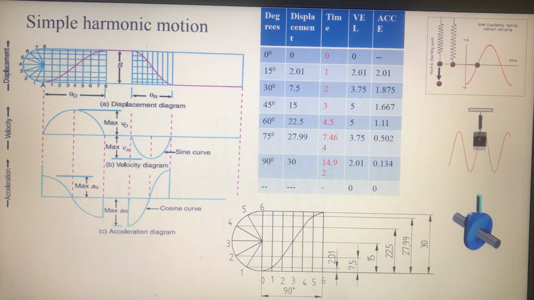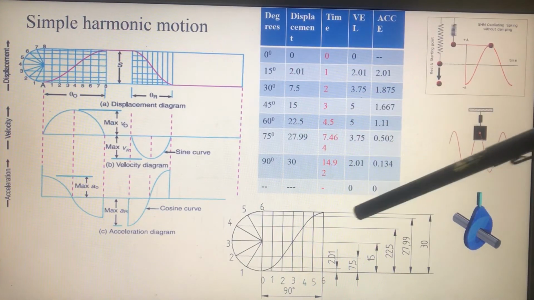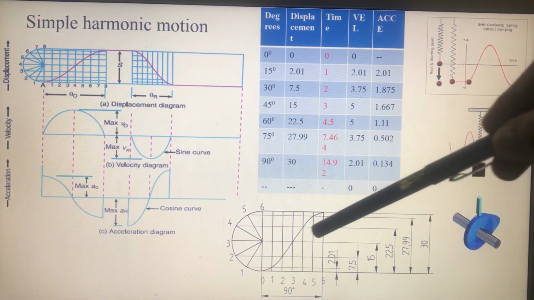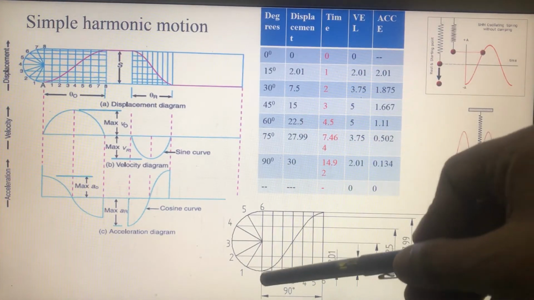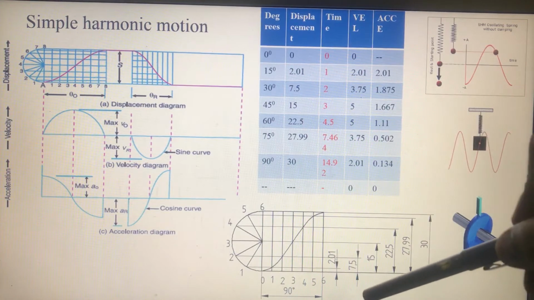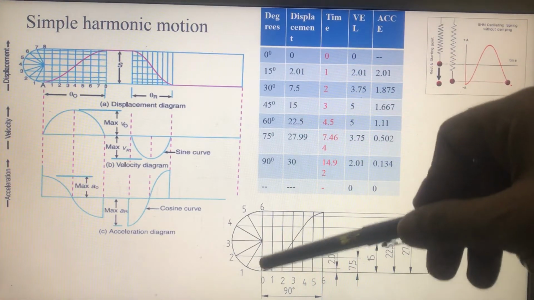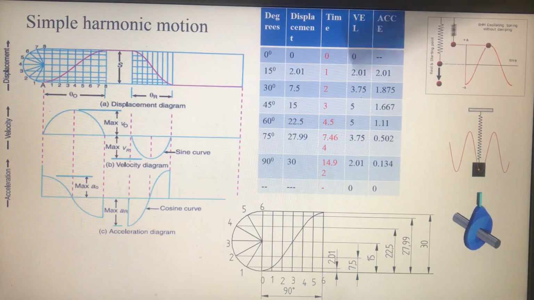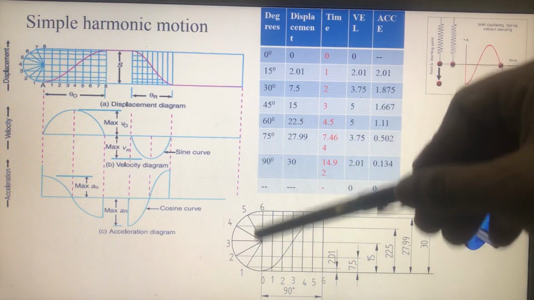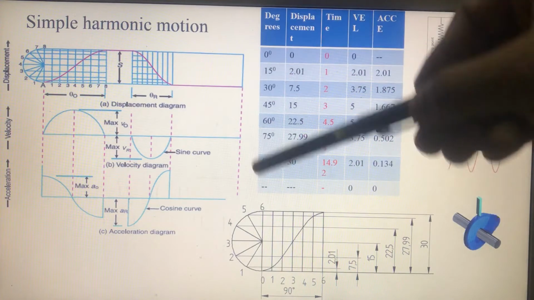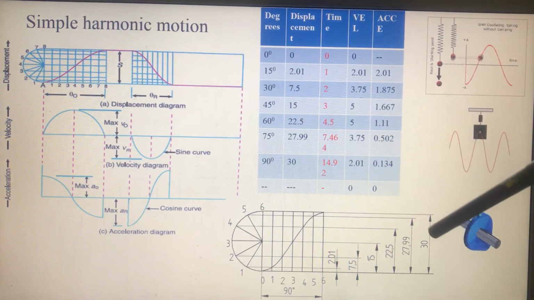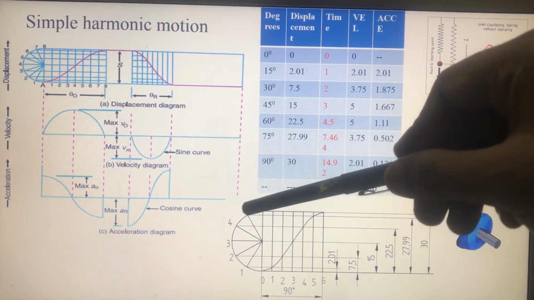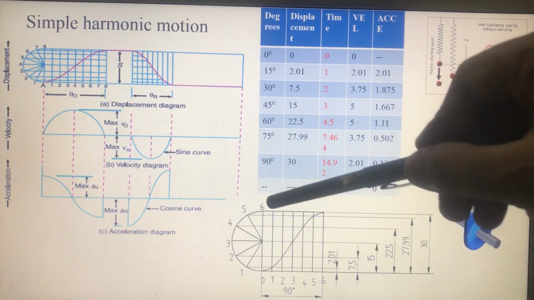So by considering these values, if I draw the displacement drawing, it would be like this. I'll explain it. See, in the x-axis I am considering angular displacement. In the y-axis I am considering the lift, that is 30 mm. After taking this lift, by locating the center of the stroke length, that is 15 mm, I am going to draw a semicircle like this.